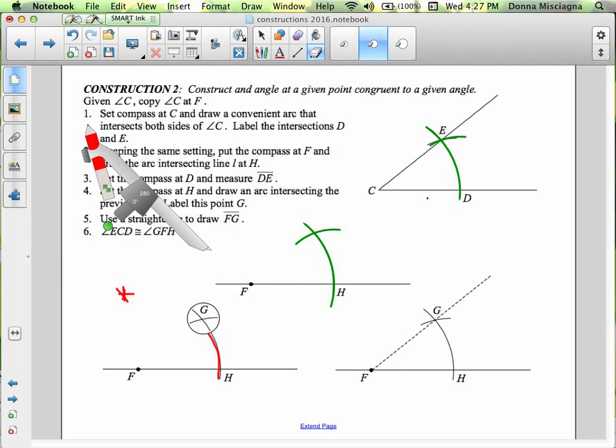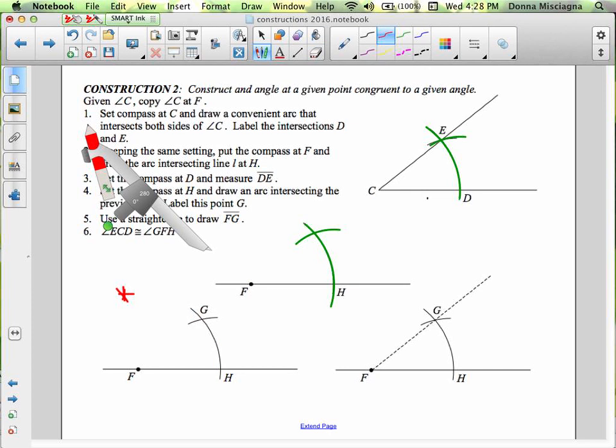So that was created after we drew an arc from our angle. We drew an arc from point C, and we put the same arc on the angle we're trying to draw. That way, when we draw our angle, it's going to be going through a point that's the same distance away from our vertex.